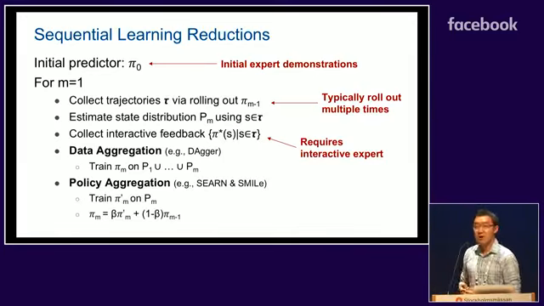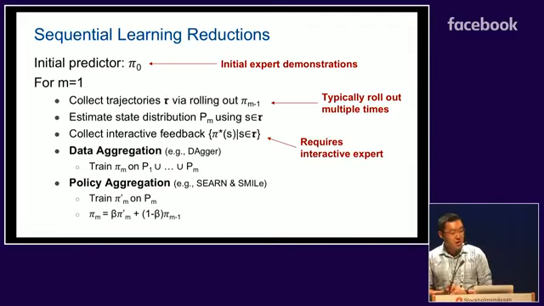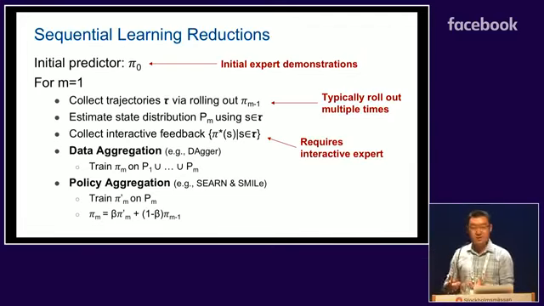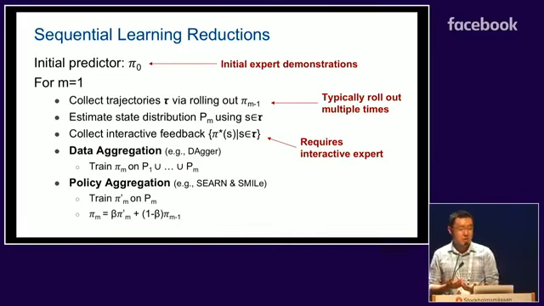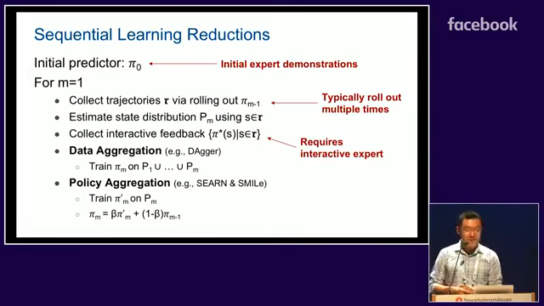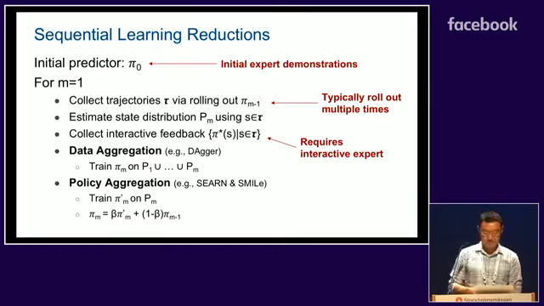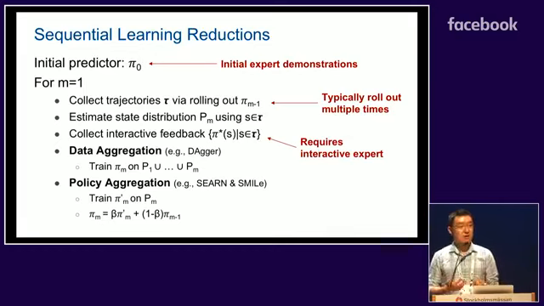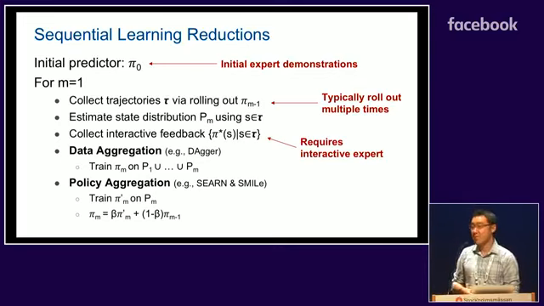Another idea is called policy aggregation. What policy aggregation does is it trains an intermediate policy, pi prime sub m, on only the current distribution of states and mistakes. And after it trains pi prime sub m, it blends pi prime sub m with all the previous pi primes, which is the last bullet point on this slide. And this blending is geometric. We obtain our new pi sub m by blending all the pi primes. So that's called policy aggregation.